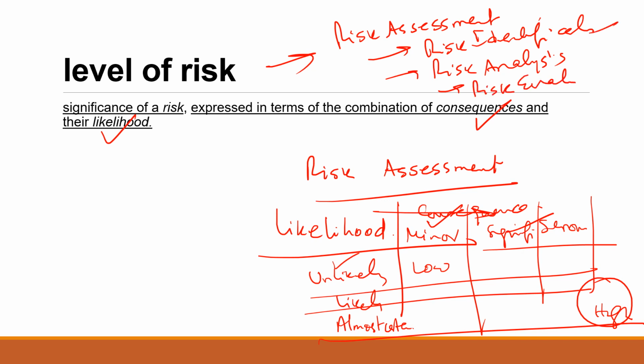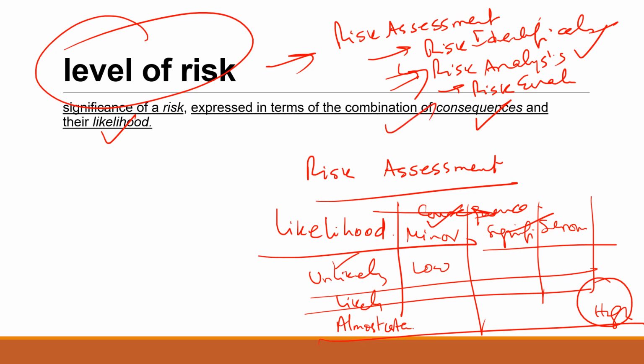Risk identification is the step where you identify the risk. Then to find out the level of risk, you go for risk analysis. This is where you look at the likelihood and the consequence, and based on that you find out the level of risk. The significance of a risk is expressed in terms of the combination of consequence and likelihood. Very important to understand, the level of risk.